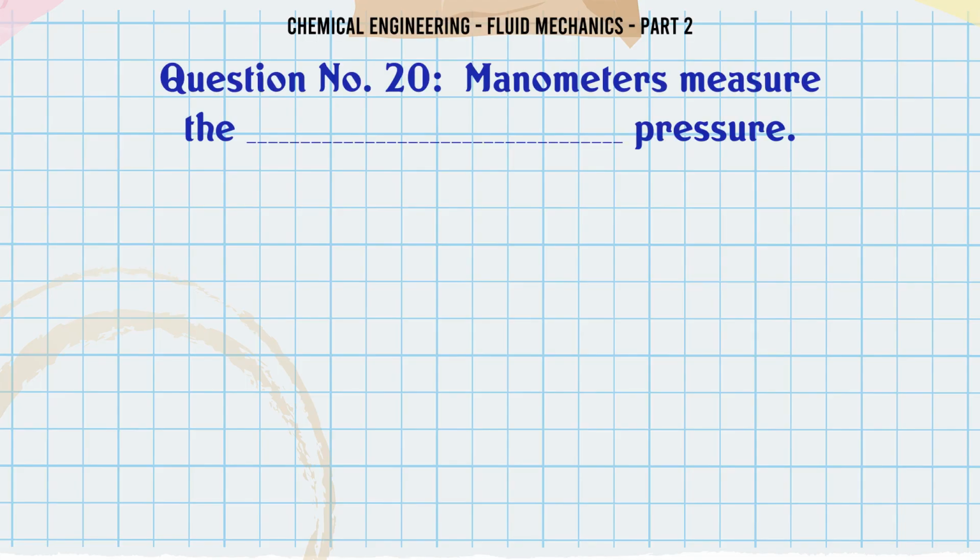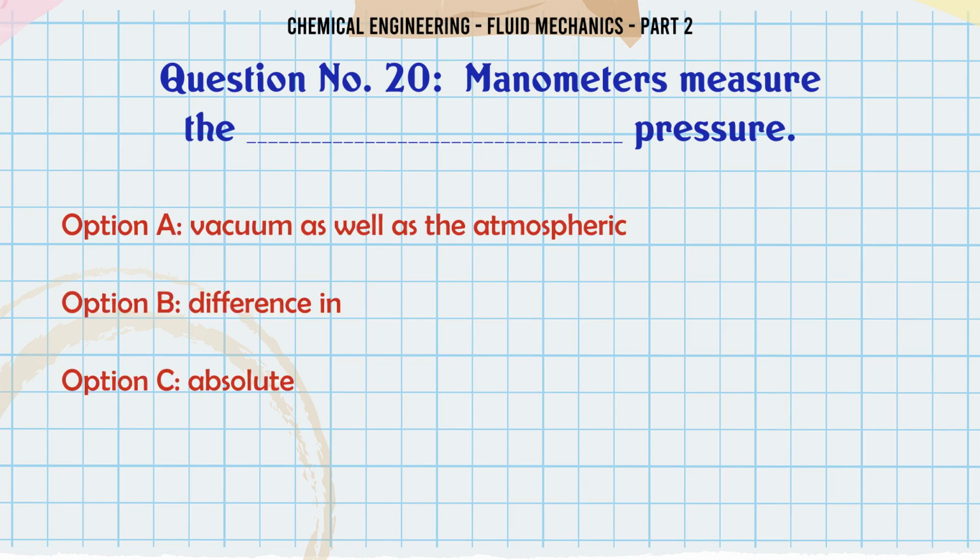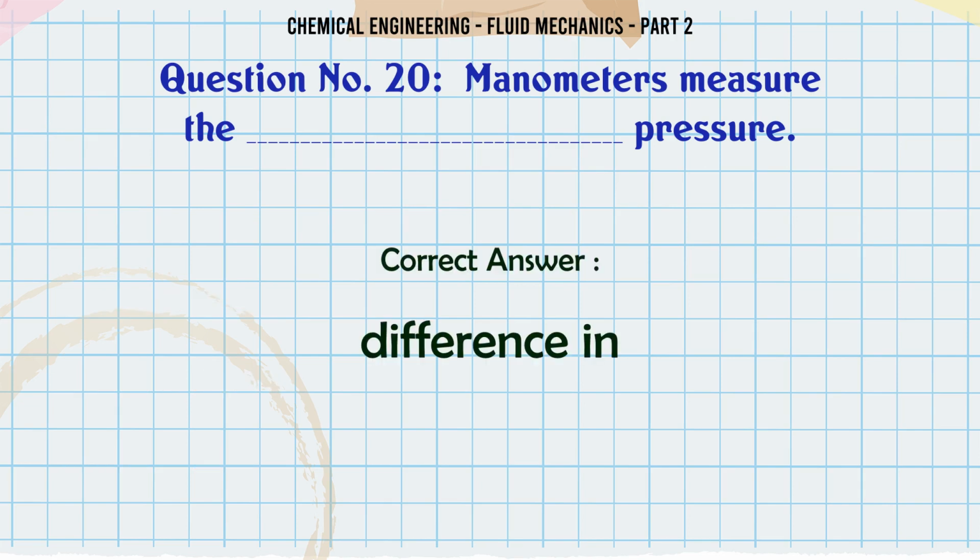Manometers measure the pressure. A. Vacuum as well as the atmospheric. B. Difference in. C. Absolute. D. Gauge. The correct answer is difference in.